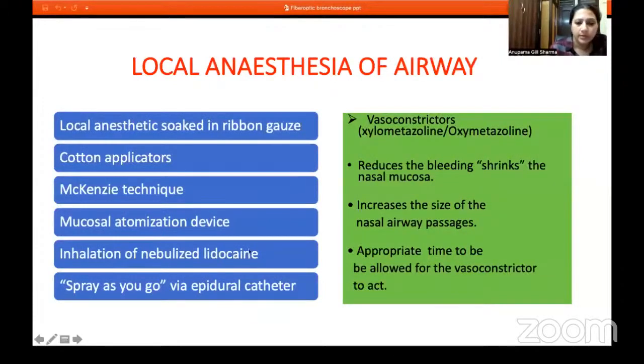Or inhalation of nebulized lignocaine, as I told you. Or the spray-as-you-go technique, in which an epidural catheter is passed through the working channel of the fibreoptic scope, and the local anesthetic can be directly instilled over the vocal cords as you see them. The role of vasoconstrictors is very important. They can shrink the nasal mucosa and increase the size of the nasal airway passages.